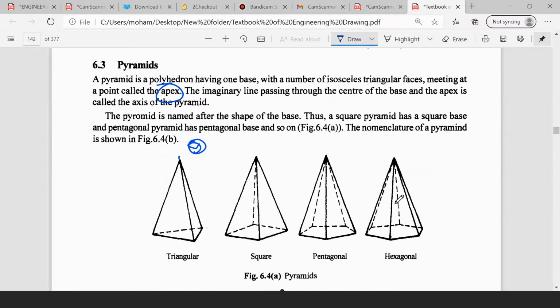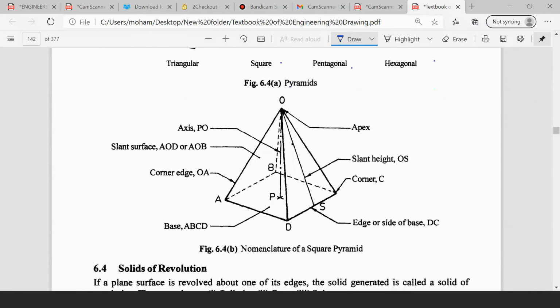The pyramid is named after the shape of the base. That is, if a square is the base, then it is known as a square pyramid. If a pentagon is the base, then it is a pentagonal pyramid. Understand? So, these are the pyramids you have: triangular pyramid, square pyramid, pentagonal pyramid, hexagonal pyramid. And this is the nomenclature you have. The top point at O is known as the apex. Very, very important. This nomenclature will be asked in the questions. Based on this, you have to draw the diagram.